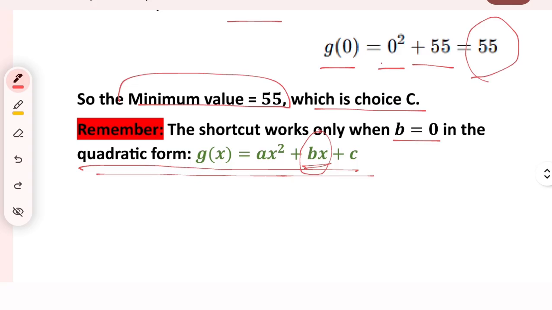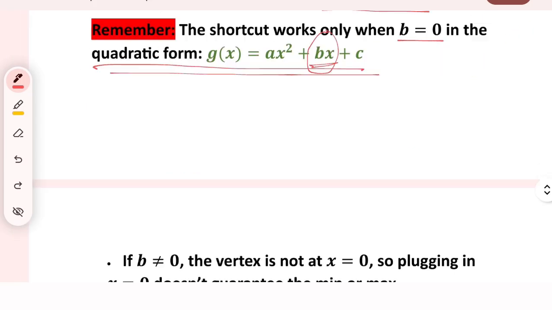What is the shortcut again? The shortcut is to substitute 0 into the function. Once you substitute 0 there, you can get a value. And in this case, this value is the minimum value that the function can reach. And the value is 55. All right, remember, you can only do this strategy if b is equal to 0.